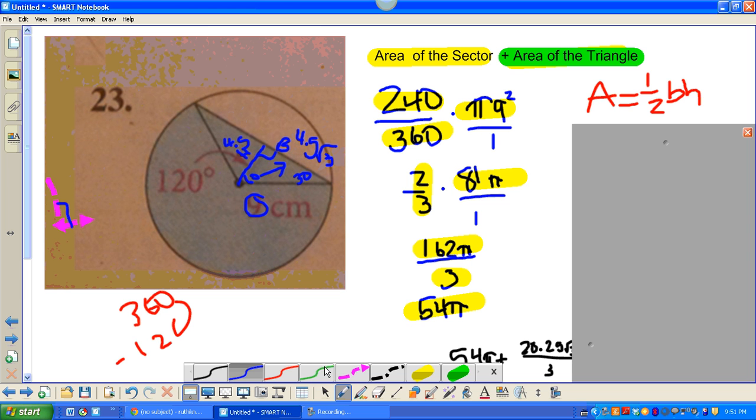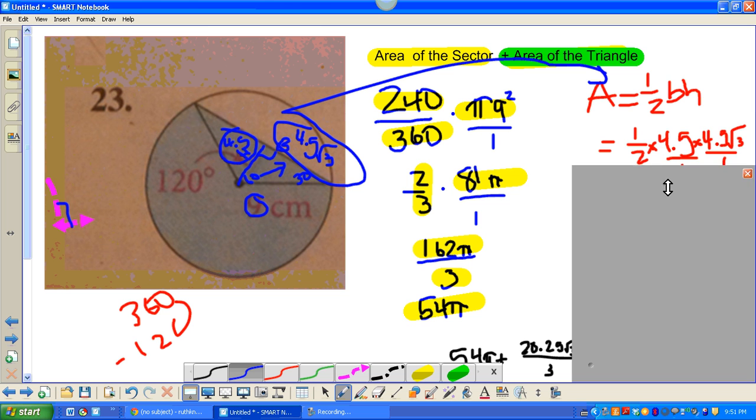So again, my base is going to be 4.5 root 3. My height is 4.5. And I'm going to chuck those into my area formula. So my area is equal to 1/2. Sorry, this is kind of sloppy. I have to write using the pad on a laptop. 1/2 times 4.5 times 4.5 root 3.